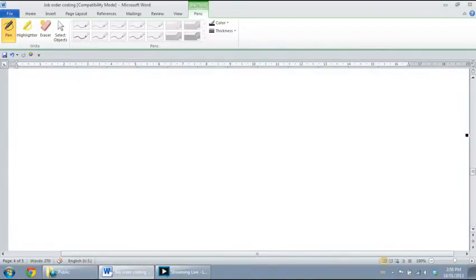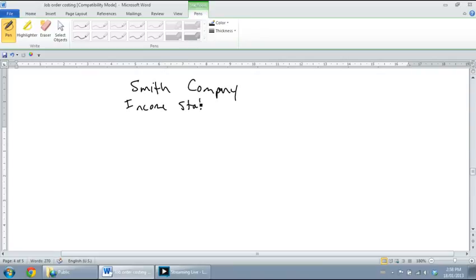I'm going to get a fresh page here. The name of our company, again, remember, anytime we're making a set of financial statements or a financial statement in accounting, we have a 3-line title. Starts with the name of the company, Smith Company. The next line down, the name of the statement you're making. We're making an income statement. Balance sheets get dated as at or as of. Income statements get dated for the period ended.